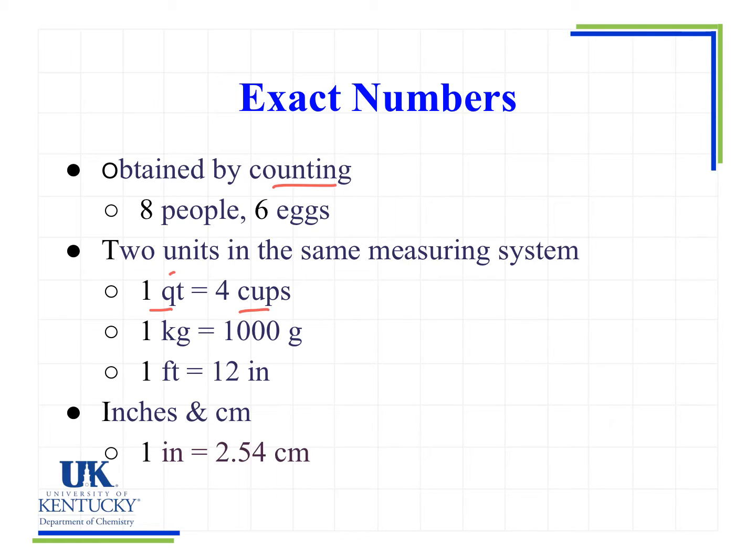Other examples of exact numbers are 2 units in the same measuring system. So 1 quart and 4 cups. Any of our metric conversions, a kilogram to 1,000 grams, 1 foot is 12 inches, those are all exact numbers. Usually, exact numbers are a whole number, but that's not always the case. One key exception is looking at the conversion between inches and centimeters. Although this is a fractional number, this is an exact number. The same is not true when we look at miles to kilometers or feet to meters, anything like that, but for this particular relationship, this is an exact number and should not be used in determining the number of significant figures in your answer.